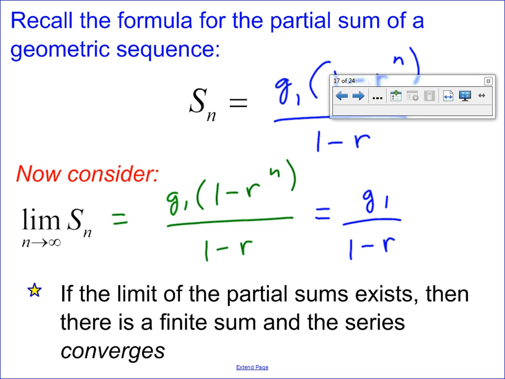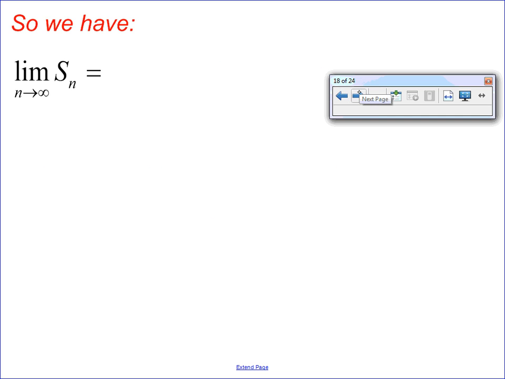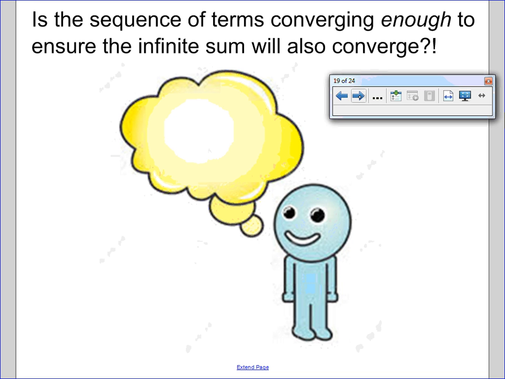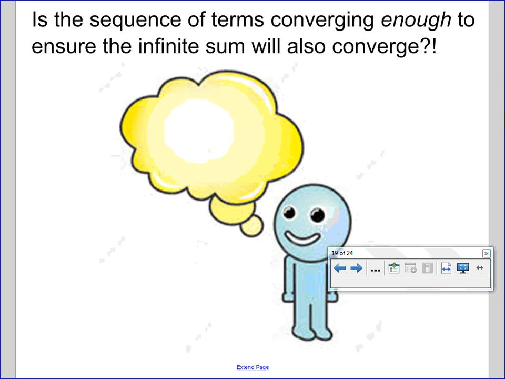Where b sub 1 is the value of the first term, and r is my common ratio. But this is only true if the absolute value of my common ratio r is less than 1. Okay, there's all the space where I just tried to cram it in. Now I have lots of space to do what I just did. Again, that's only if r is less than 1. So is the sequence of terms converging enough to ensure the infinite sum will also converge? And that's what we must consider.